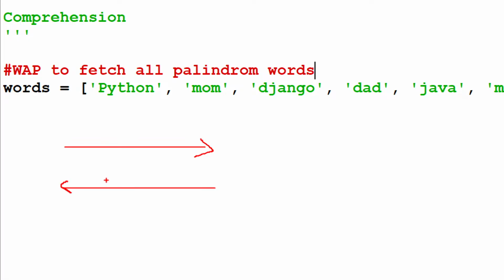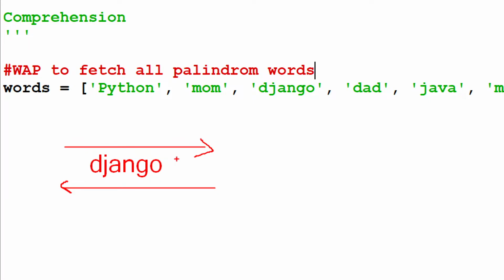Let's take the name, for example, M-O-M. Read forward, M-O-M. Backward, M-O-M. Yes, this is a palindrome word. Take Django, guys. Django, D-J-A-N-G-O. But starting with D is not there at the end; something different is there. So Django is not a palindrome word.